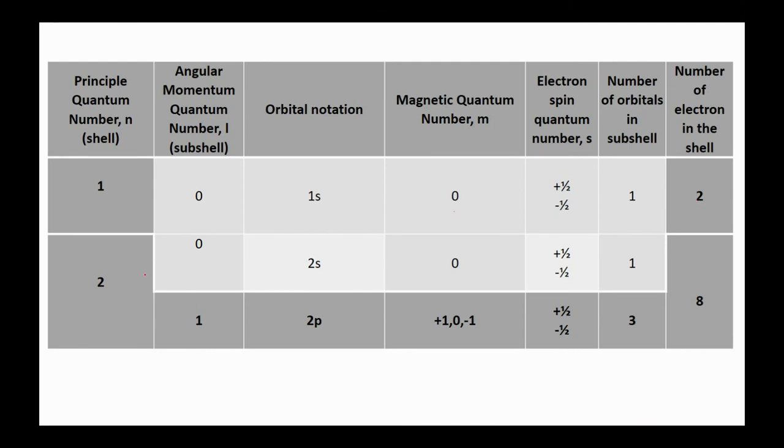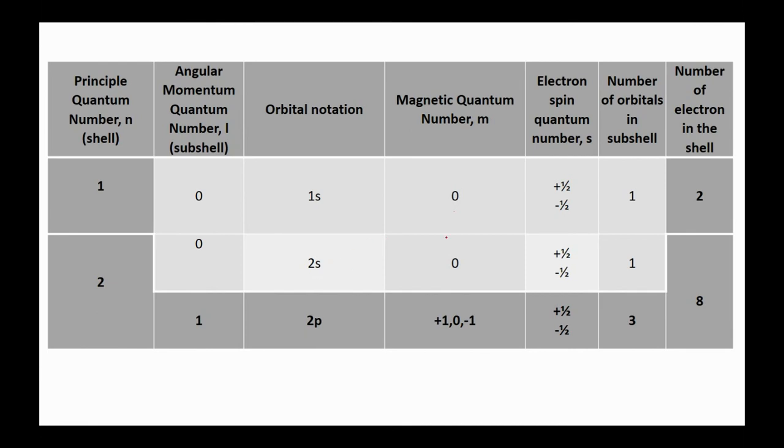Okay, so kalau kita tengok pula bila n sama dengan 2, so nilai L kan kurang daripada n. Maksudnya nilai L mesti kosong dan 1 lah. Tak bolehlah L sama dengan 2 kalau n sama dengan 2. So when L equals to 0, it means that the shape of orbital is S. So we have 2s and 2p orbital.